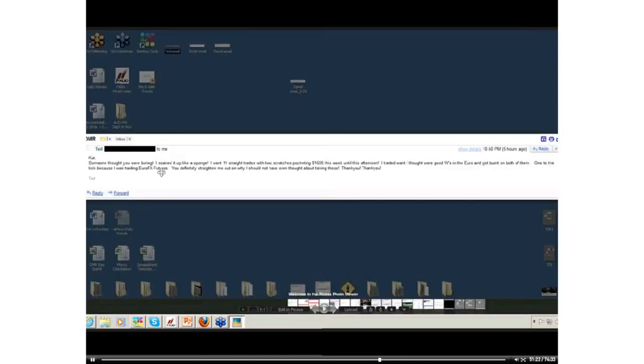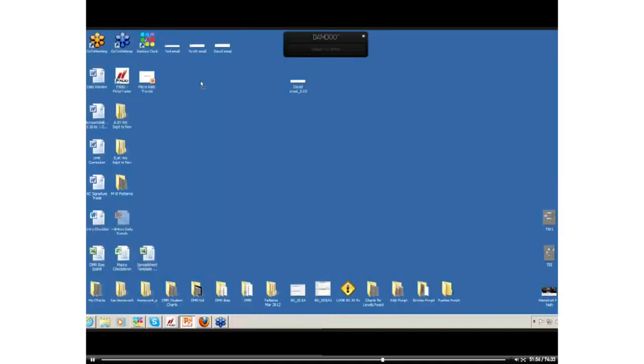Somebody said I was boring. So somebody thought you were boring. I soaked it up like a sponge. I went 11 straight trades with no scratches, pocketing $1,600 this week until this afternoon. It was trading in the afternoon. I thought it was a good W in the euro and got burned on both of them. Okay. 1 to the pip because I was trading euro FX futures. You definitely straightened me out on why I should not have even thought about taking those trades. So we help you. That's what we're here for.